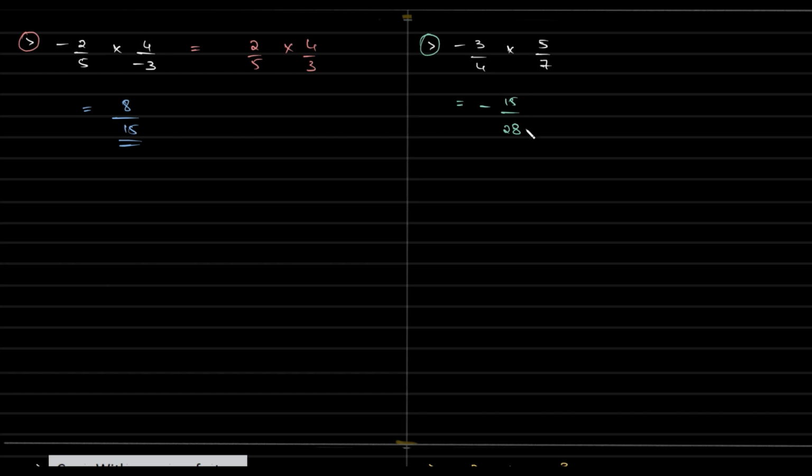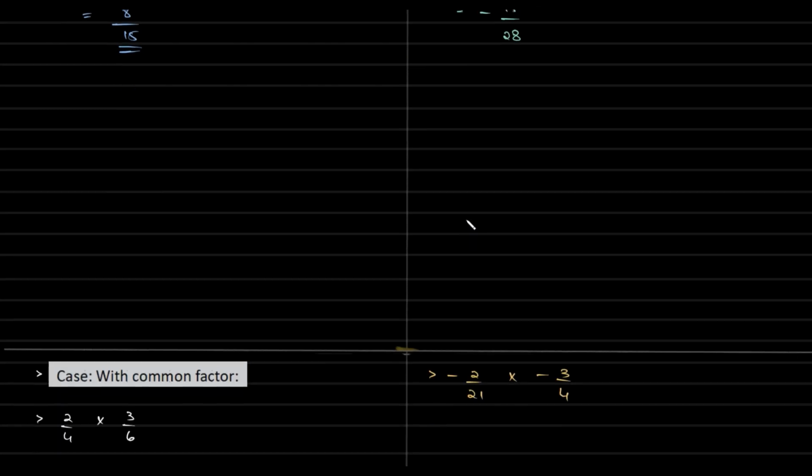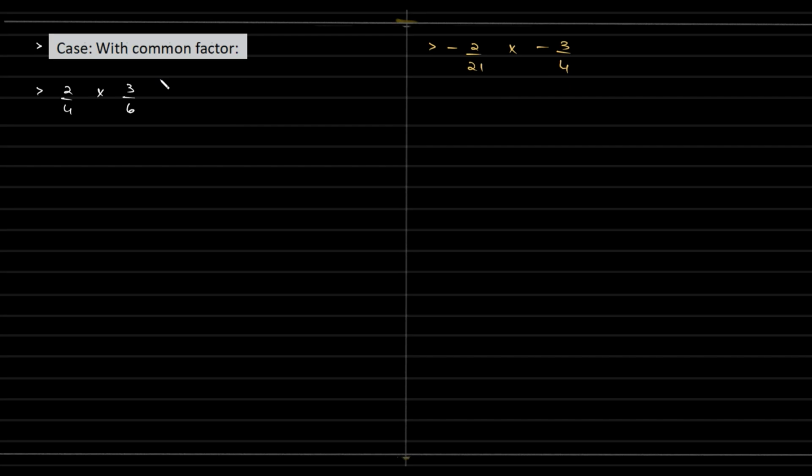Is this in simplest form? Yes, 15 and 28 do not have anything in common, so that is in simplest form. Now we'll start off with the case where there is a common factor.